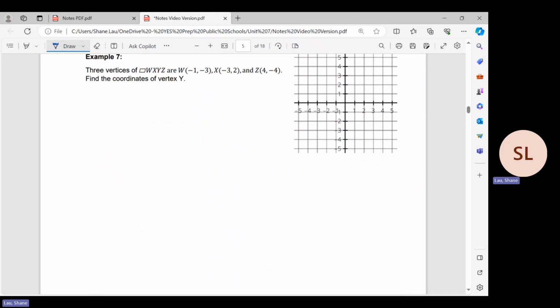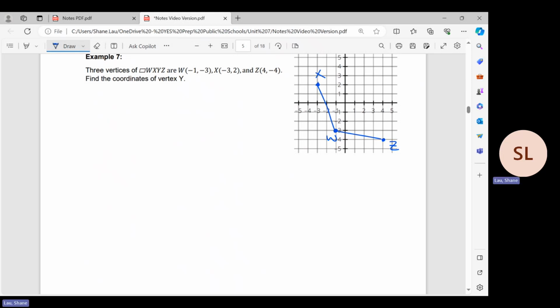For example 7, I want us to map out those 3 vertices. So -1, -3, right here. That's W. 3 or -3 and 2, right here. That's X, and Z is 4, -4, which is right here. And we'll go ahead and connect them. Okay.